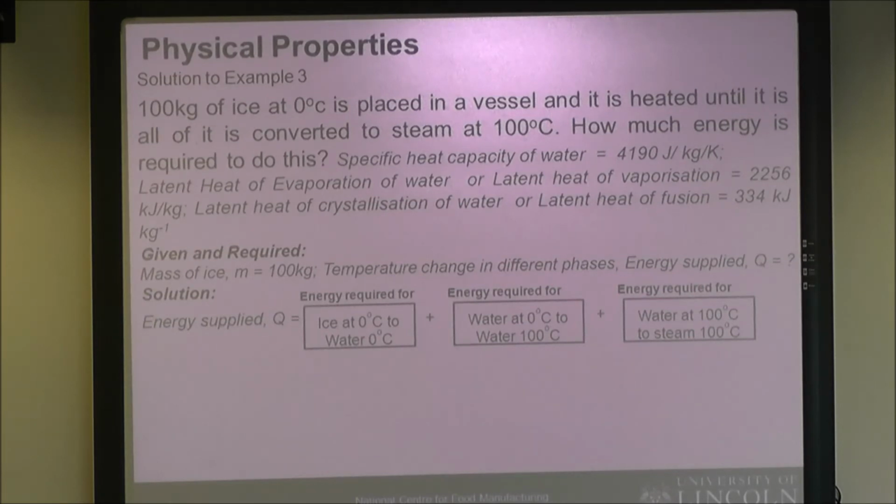So when you start, for this one, the energy required for ice at 0 degrees Celsius to water at 0 degrees Celsius will be the mass given, which is 100, multiplied by the latent heat of fusion, which is given as the latent heat of crystallization of water. That will be mL. Then the next one will be the mass of water times the specific heat capacity. We are not using latent heat here because there's a change in temperature. Sensible heat is coming in.